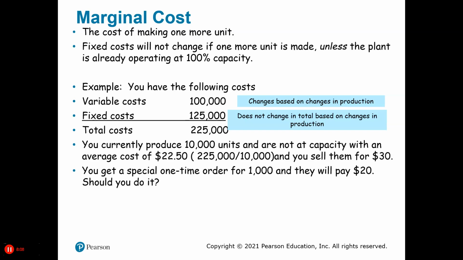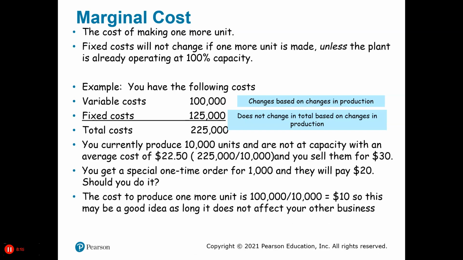So, should you do it? If it's a one-time offer and you have excess capacity, the cost to produce one more unit is only $10, so you'd make $10 profit on each unit.